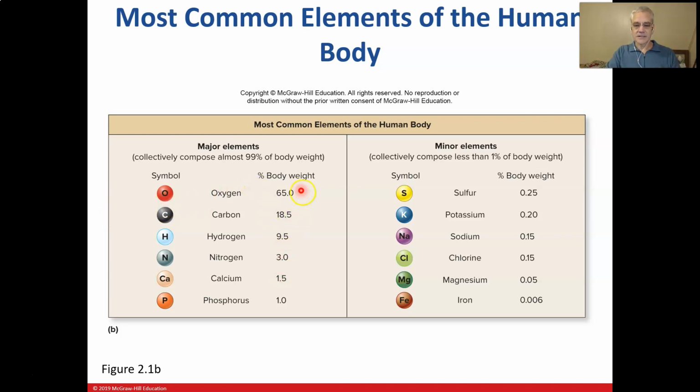And then by decreasing percent, carbon, hydrogen, nitrogen, calcium, phosphorus, and so on, all the way through these, and the percent that they make up of your body weight. Now, just because iron makes up 0.006% of your body weight does not make it not important. It's extraordinarily important to have even that little bit of iron in your body. Incredibly important. So you shouldn't think that these are ranked by importance. That's not it at all. They're just ranked by how much is in you.